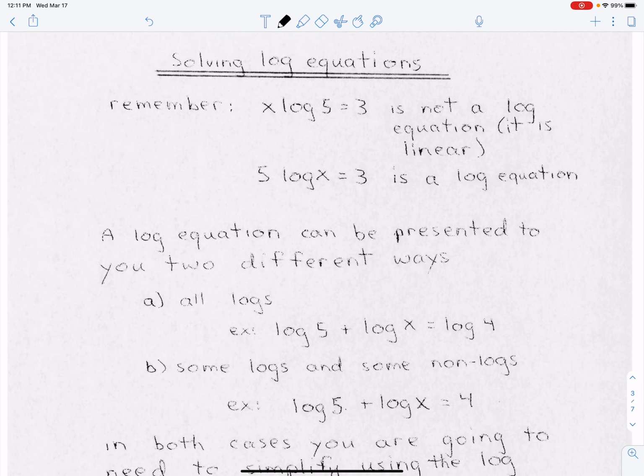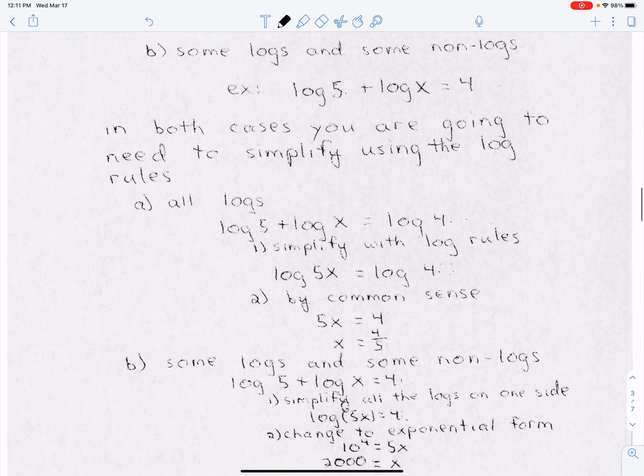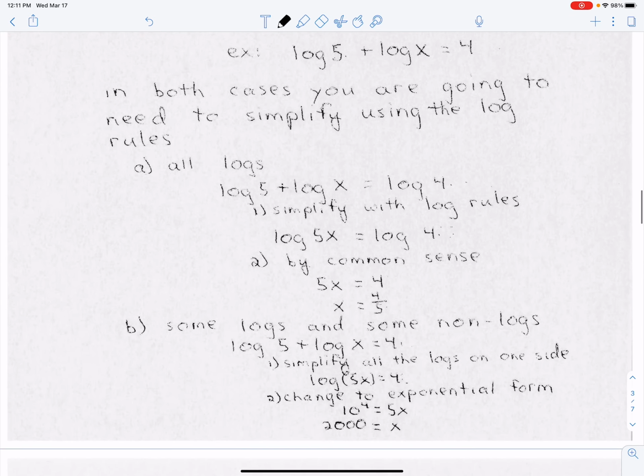Well, actually, a little bit more first. Remember, what makes a log equation? The fact that you're taking the log of the variable. So this first thing here is not a log equation. I'm not talking about those today. I'll talk about those another day. This is a log equation. That's what we're talking about. Okay, now there are two ways the problem can look. It can have all logs or some logs and some non-logs. Okay? In both cases, you're going to need to use the log rules, and you're going to need to simplify with the log rules. So let's take a look at this first example.